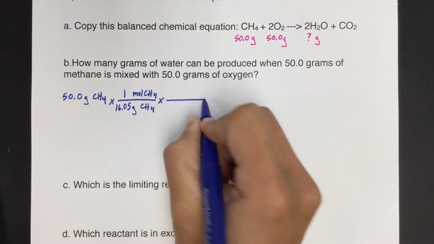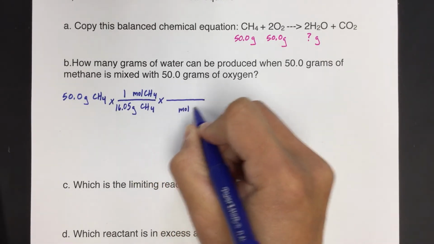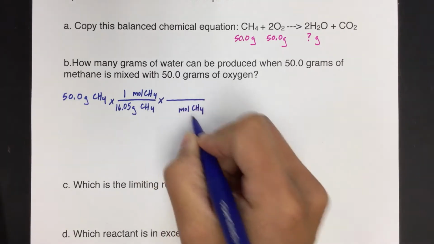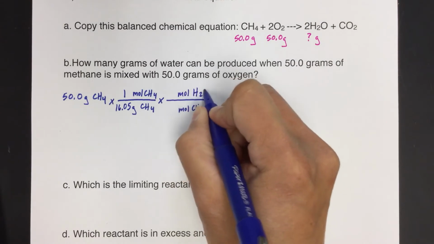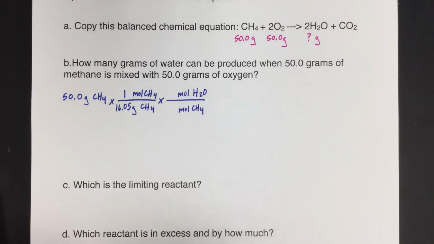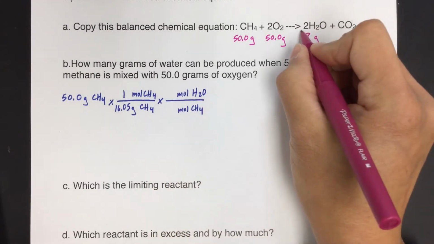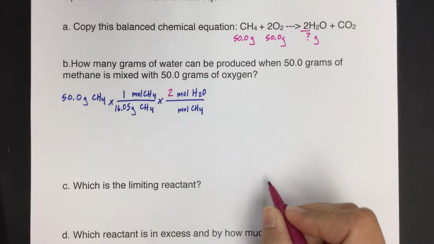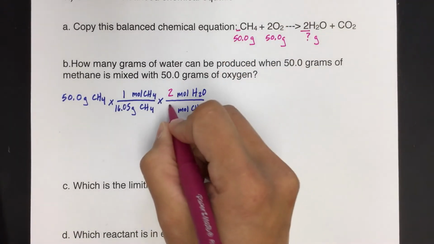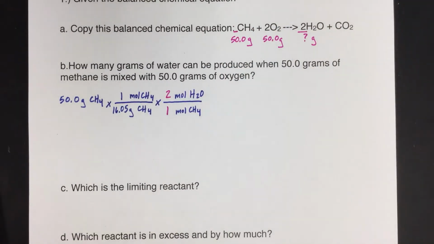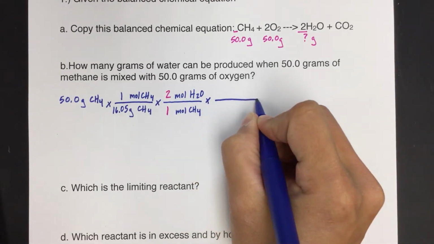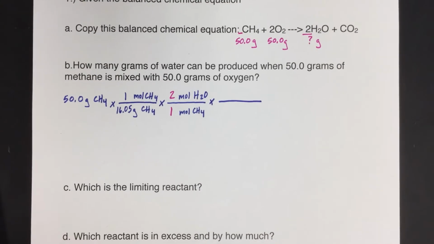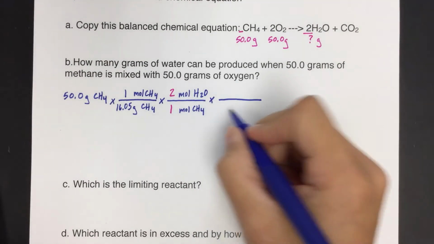Another conversion to convert moles of methane, cancel, and we want moles of water. This is the part where we use the numbers from the balanced chemical equation. So moles of water, there are 2. Moles of methane, there are 1. That's the mole ratio.